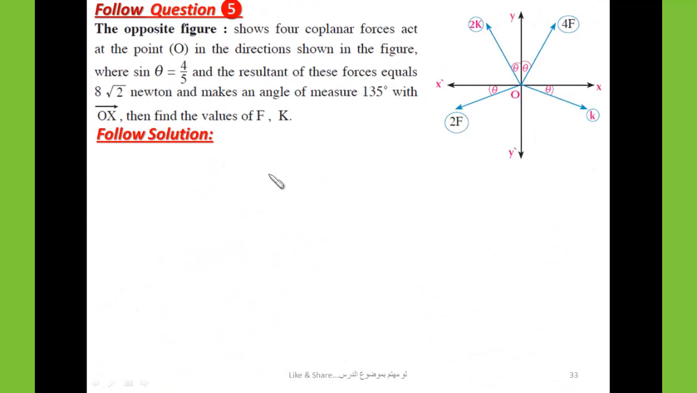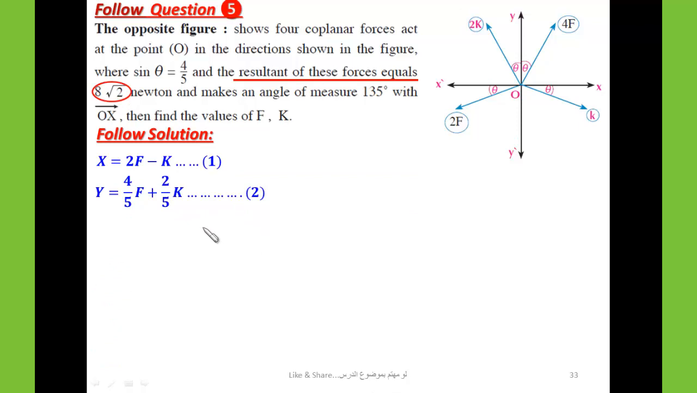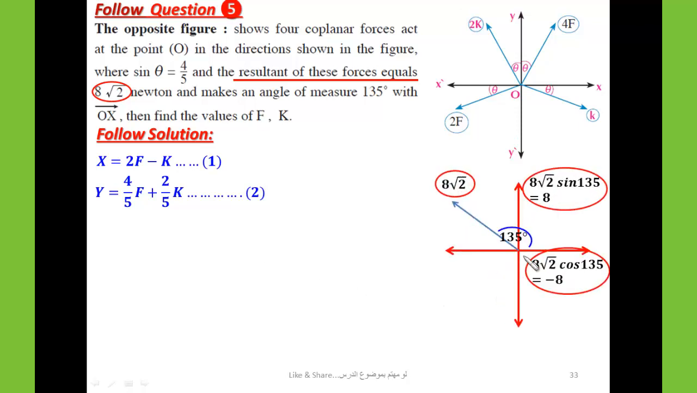We write the question again and we draw it and follow the solution. This is the final result we got. X equals 2f minus k, it is equation 1. Y equals 4 over 5f plus 2 over 5k, it's equation 2. But we have this, the resultant of these forces equals 8 root 2. And we draw it. This is the resultant of magnitude 8 root 2.